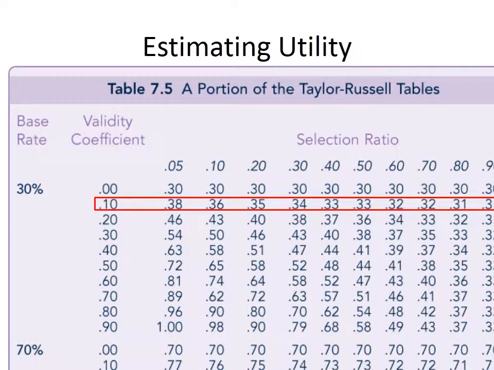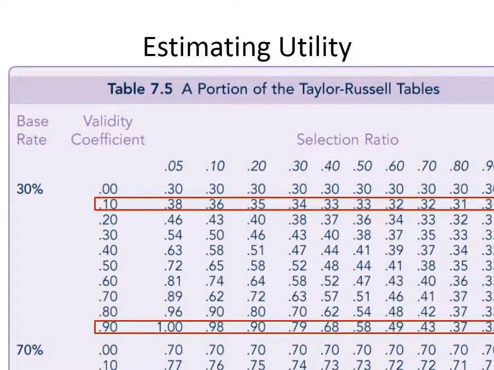So just again, kind of looking at this, we can kind of see that again, as you add even a little bit of validity in your prediction, the better your selection ratio, you're almost immediately starting to see gains. And as we go up to much higher validity, we're also seeing much more utility.